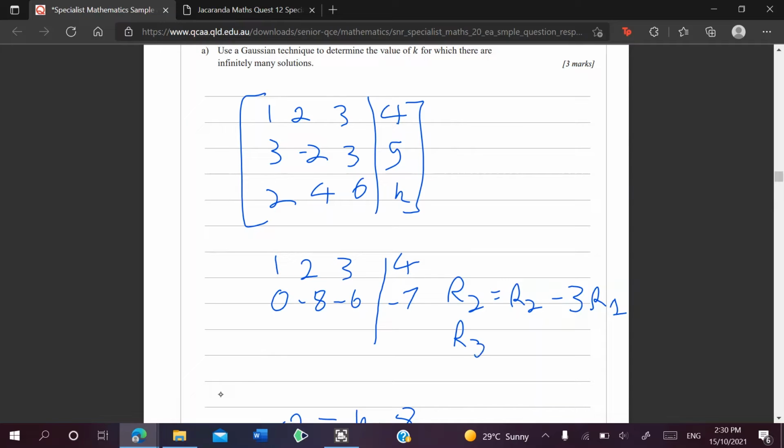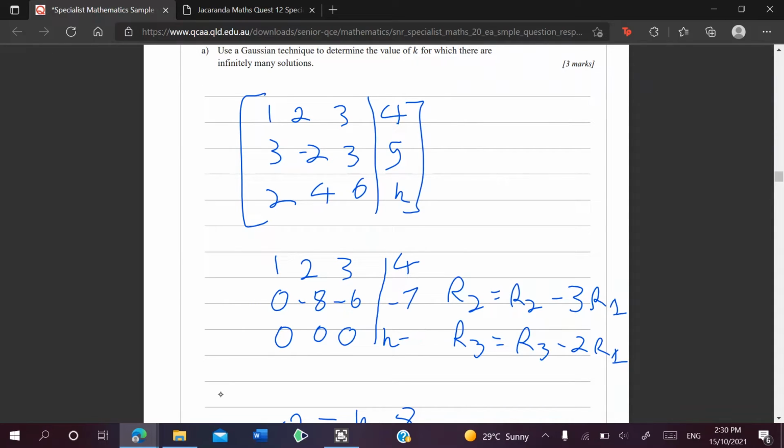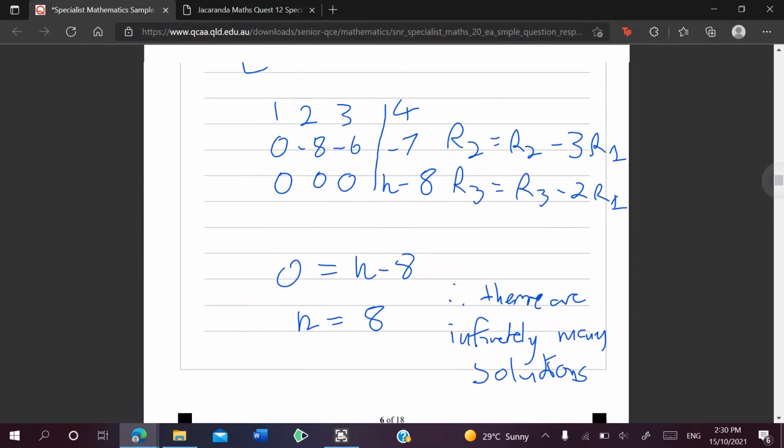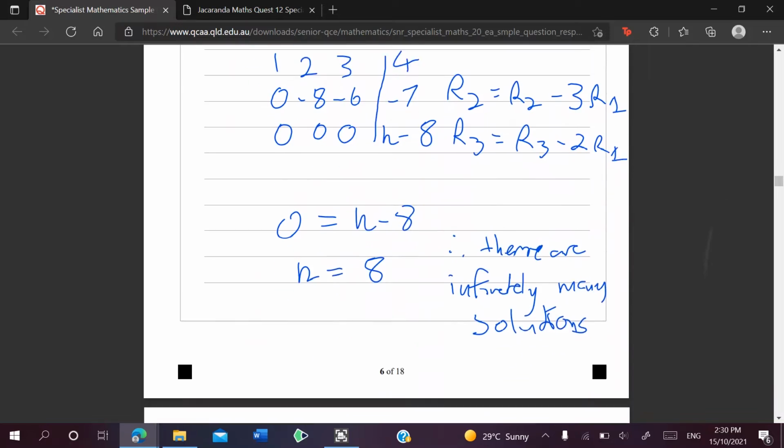And then with row 3 we're doing the same, except we're subtracting minus 2 times row 1 to get us the bottom zeros here. So they will all become 0, and this will become k minus 8 due to the 4 up here, timesing it by 2. Oh, whoops, I've done it wrong. Let's change this real quick. Minus 8 there. Alright, so that's that. Oh, and as you can see, I've already done it here. Obviously 0 equals k minus 8, therefore k equals 8, and therefore there are infinitely many solutions. So that's part A done there for you. And so we'll move on to part B.